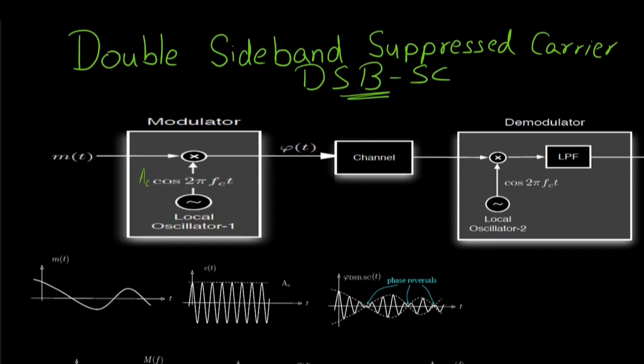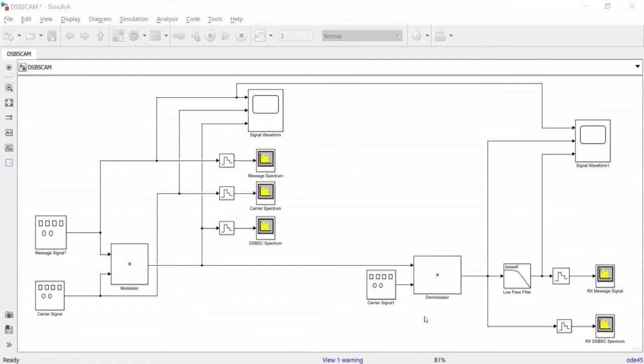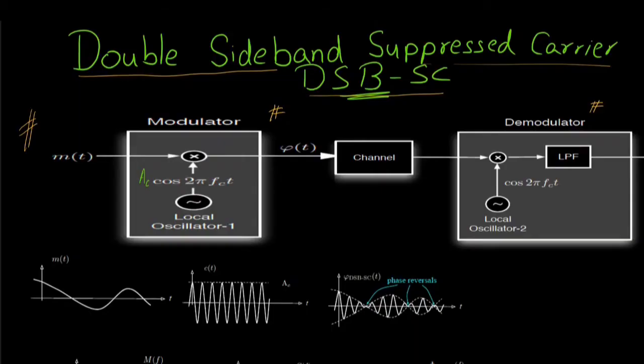This video deals with double sideband suppressed carrier, that is DSBSC. We would be looking into this modem, that is the modulator on the transmit side and the demodulator on the receiver side. This is the Simulink block for DSBSC, where over here we have the modulator, and over here we have the demodulator. The detailing of it would be done at the end of this video. Let us first focus on the modulator aspect.